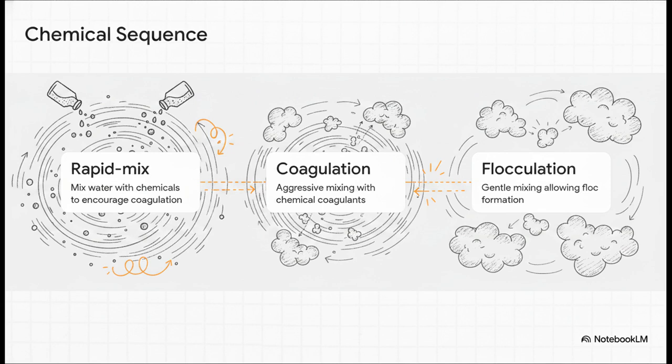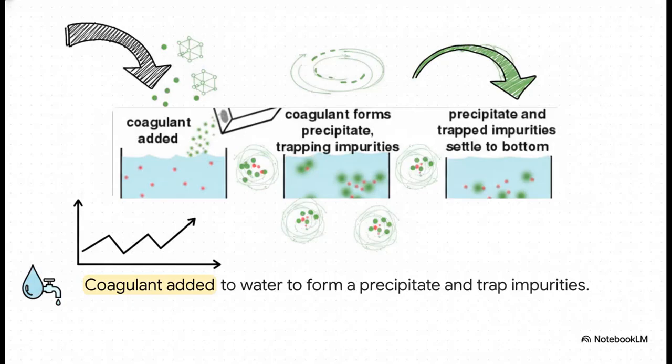This intense, aggressive mixing step is called coagulation, and it chemically encourages those tiny suspended solids to start attracting each other. Finally, the rapid mixing stops and we ease into flocculation, where we gently mix the water so these growing clumps can casually bump into one another. It's pretty amazing how a coagulant acts kind of like a chemical net. It actually forms a precipitate that physically traps those scattered, free-floating impurities right out of the water.